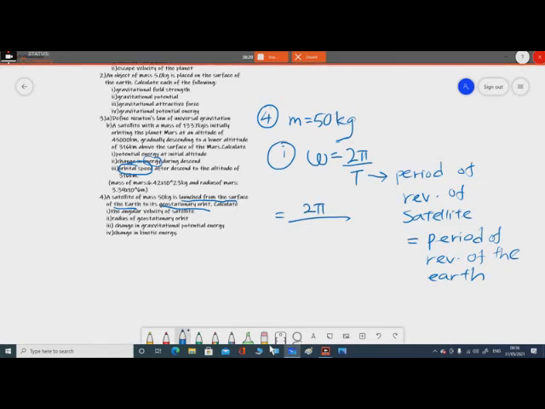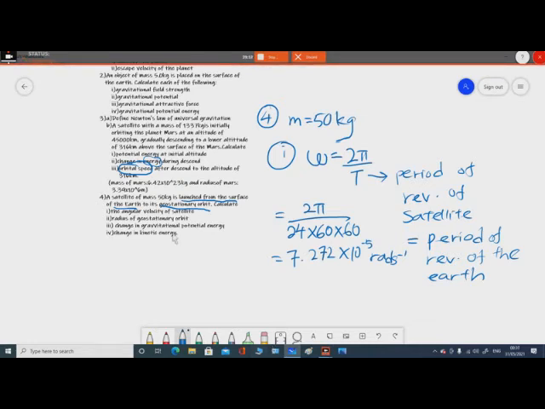So 1 day for the Earth is 24 hours times 60 minutes times 60 seconds. So this is 2 pi over 24 times 60 times 60. The final answer we get for the angular velocity is 7.272 times 10 to the power of negative 5 radians per second. So this is part 1 of the question.